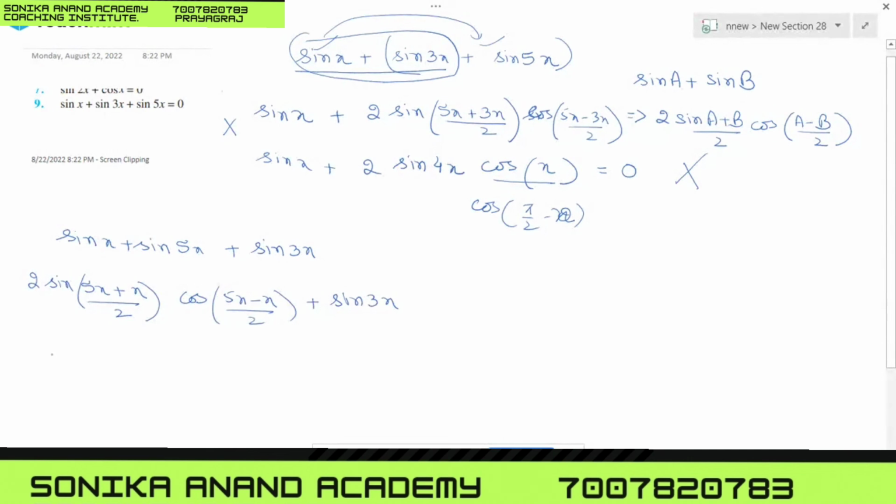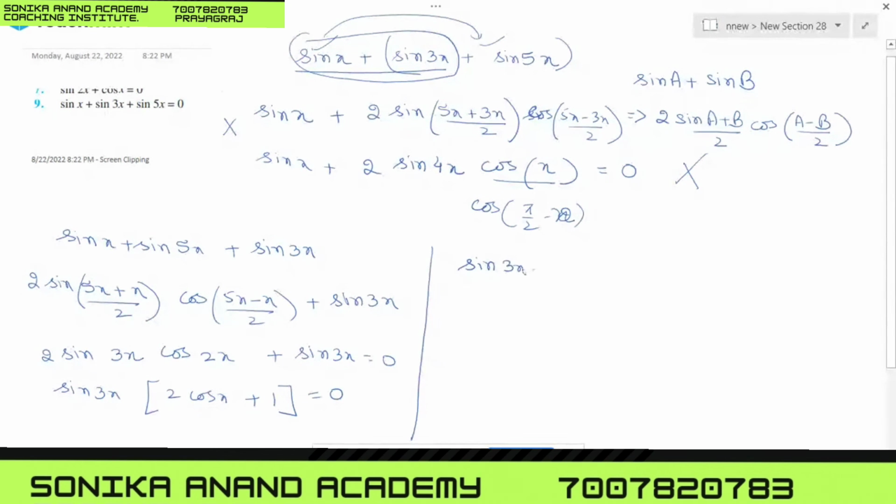So it becomes 2 sine 6x by 2, that is 3x, cos 4x by 2, that is 2x, plus sine 3x. Now you will take common sine 3x. Now 2 cos 2x plus 1. It's easy.